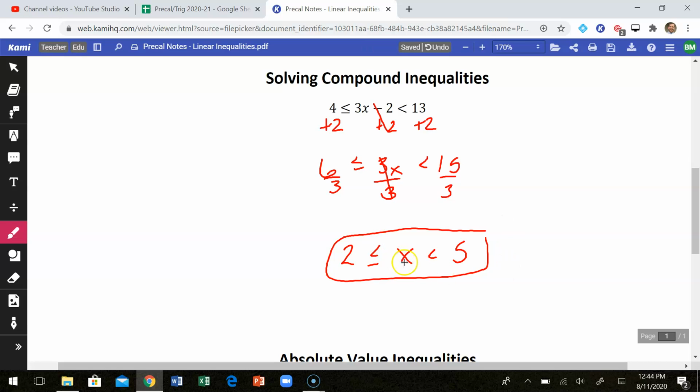If the x is in the middle like that, just remember that that means that x is between 2 and 5, right? So if you think about a number line, it's everything in between those two numbers. The or equal to would include the 2 in the solution set, but not include the 5 because they don't have or equal to there.